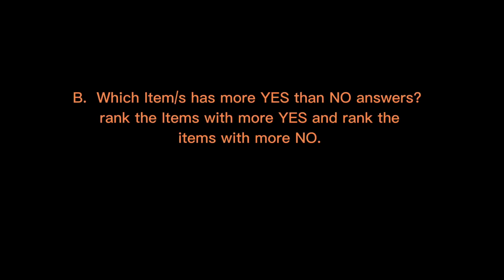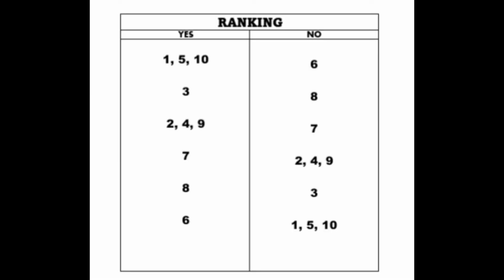Letter B, which item or items has more yes than no answers? Rank the items with more yes and rank the items with more no. For the ranking of items with more yes, first place is numbers 1, 5, and 10. Next is number 3. Third is numbers 2, 4, and 9. Fourth is number 7. Fifth is number 8. And last is number 6.